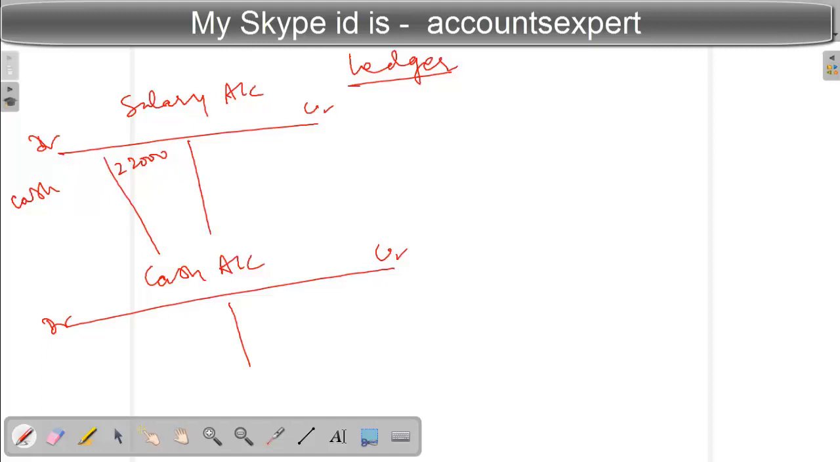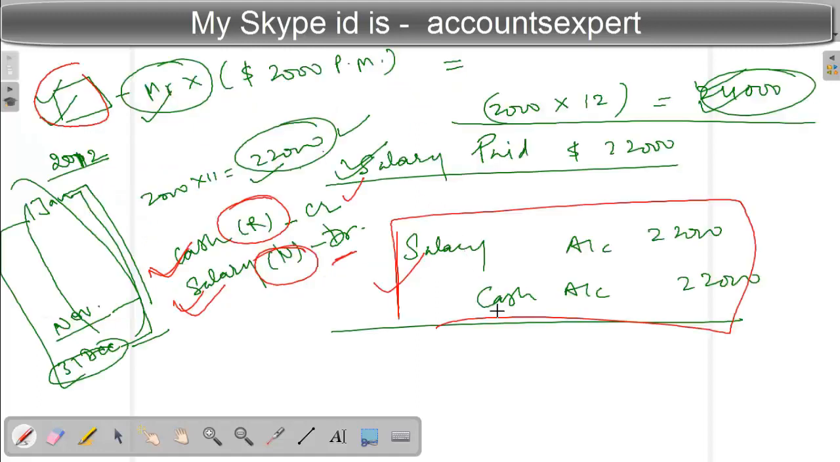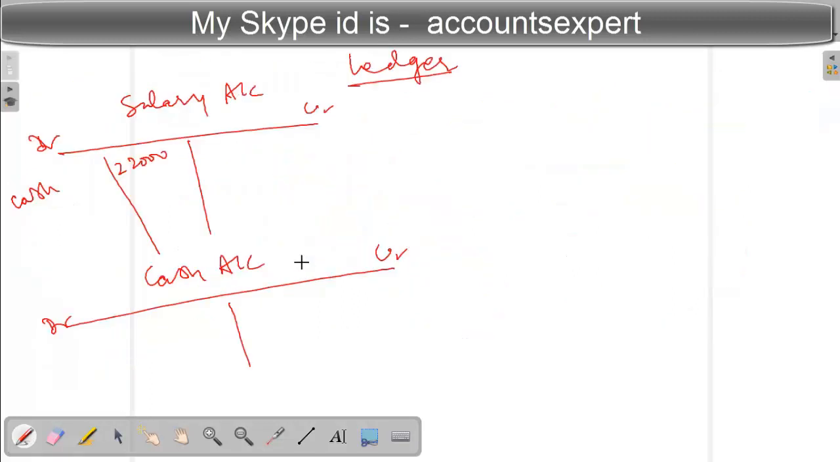Now in the cash account, was it debited or credited in the entry? Credited, so the posting will take place on the credit side of the cash account. On the credit side I will write 22,000, and the name of the opposite account is salary. Got it? So the ledger posting is done. And after the ledger I will prepare the trial balance. Got it or not?